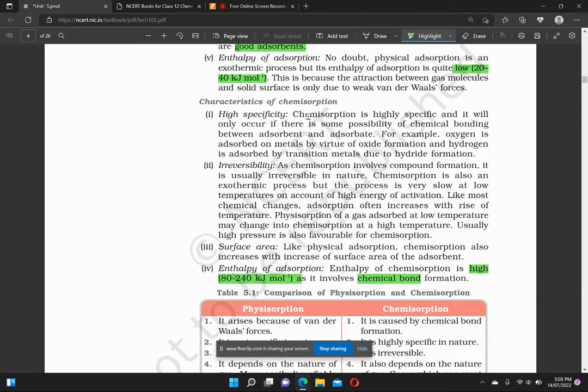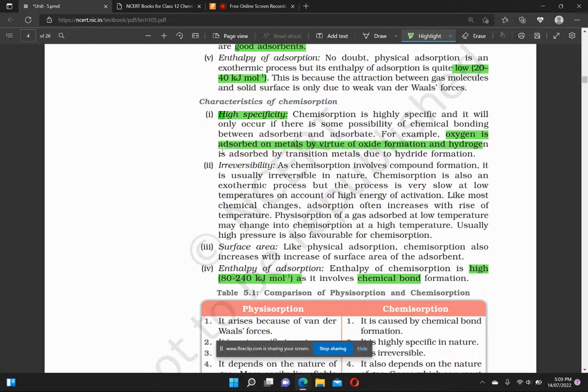Now characteristics of chemisorption: you can understand high specificity. It will occur only if there is some possibility of chemical bonding. Only when there is a possibility of chemical bonding, chemisorption will take place between adsorbent and adsorbate. So no need to underline anything. For example, they gave you the example. You can just underline the example because they can give you this example or reaction and ask whether it comes in chemisorption or not.